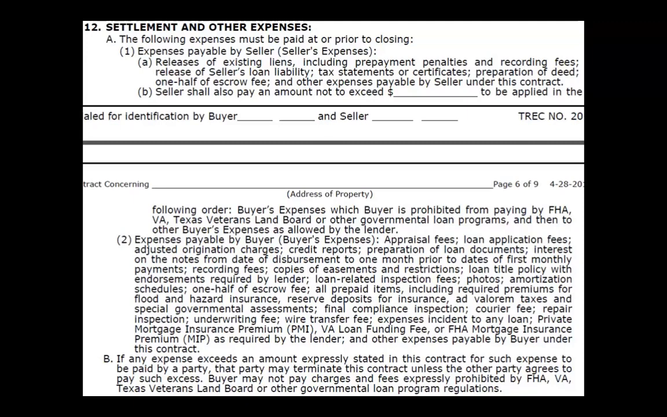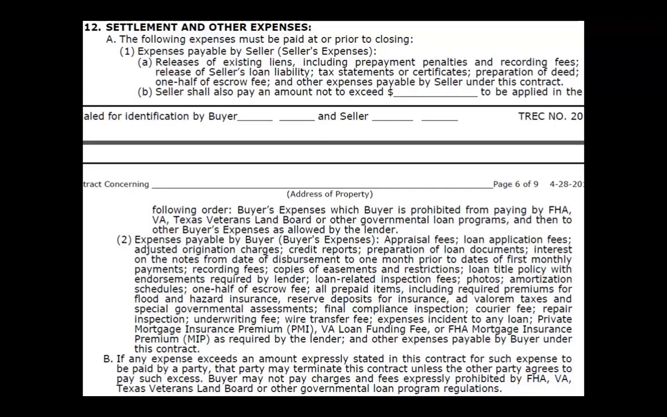All right, B is a pretty fun little blank here. You can do a lot with this. B is for the seller to pay an amount not to exceed blank to be applied in the following order. I'm just going to read this because I have to. The buyer's expenses which buyer is prohibited from paying through FHA and VA, or the Texas Veterans Land Board, or other governmental loans, and then whatever money's put in that blank, after all that's taken care of, then it's applied to buyer's expenses as allowed by lender. That's a really broad statement there on that second half.